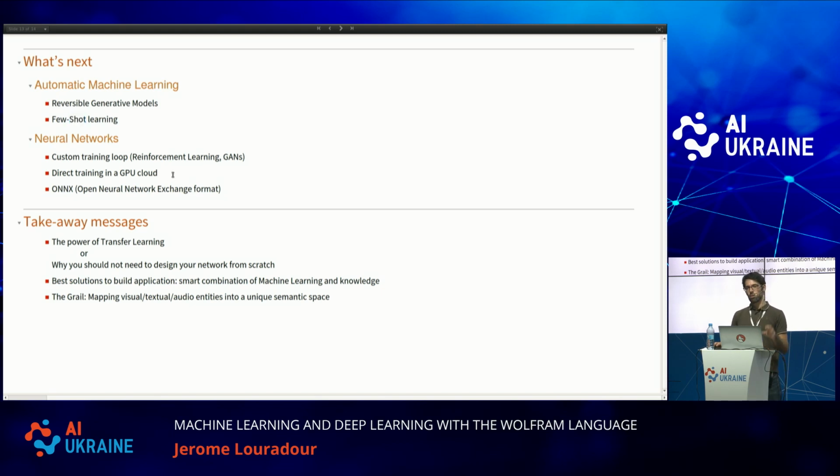We also want to offer the possibility to train directly in a GPU cloud, on Amazon EC2 instances. For now, we can specify CPU or GPU, and in the future you can say EC2, and it will launch a machine on EC2 and run your training there.